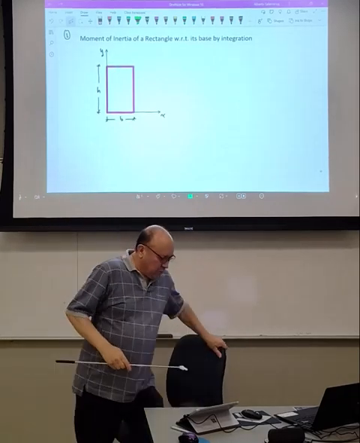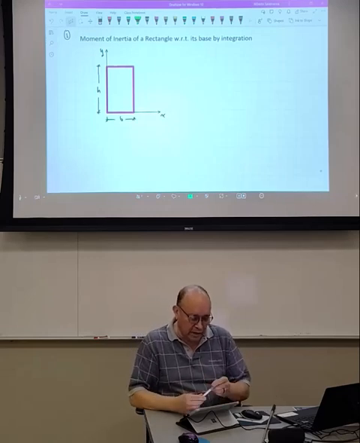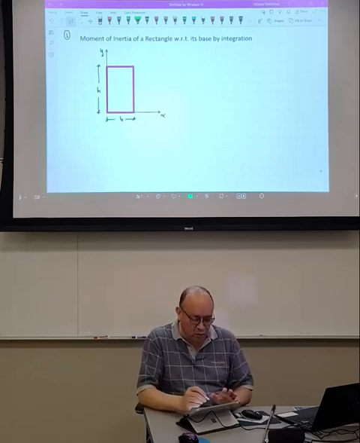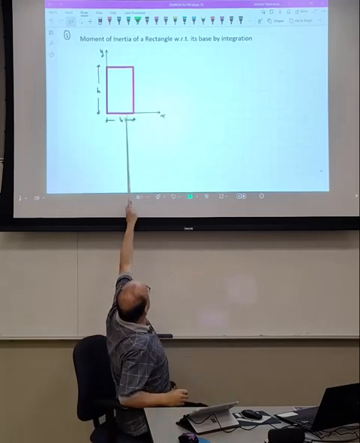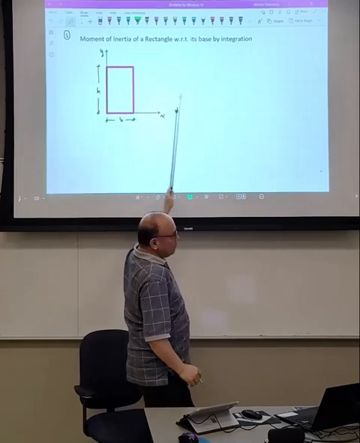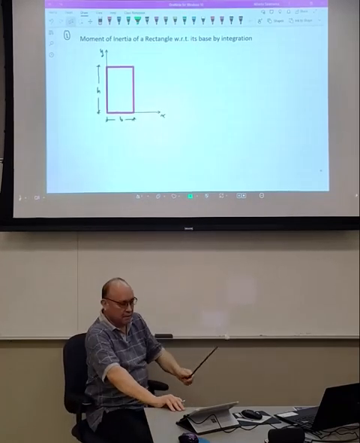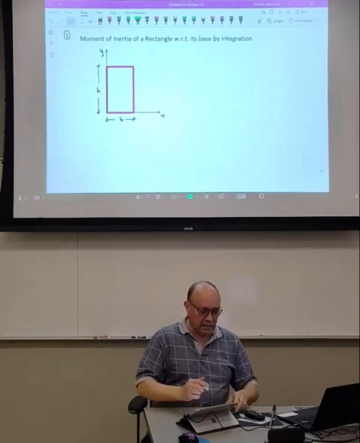But it doesn't mean that you cannot calculate the moment of inertia with respect to any axis. Let's start here with a very simple calculation. I'm going to calculate the moment of inertia of a rectangle with respect to its base, so this axis. Later we will calculate the centroidal one, which is actually more useful. Let's start with this one, which is the easiest moment of inertia you can think of.